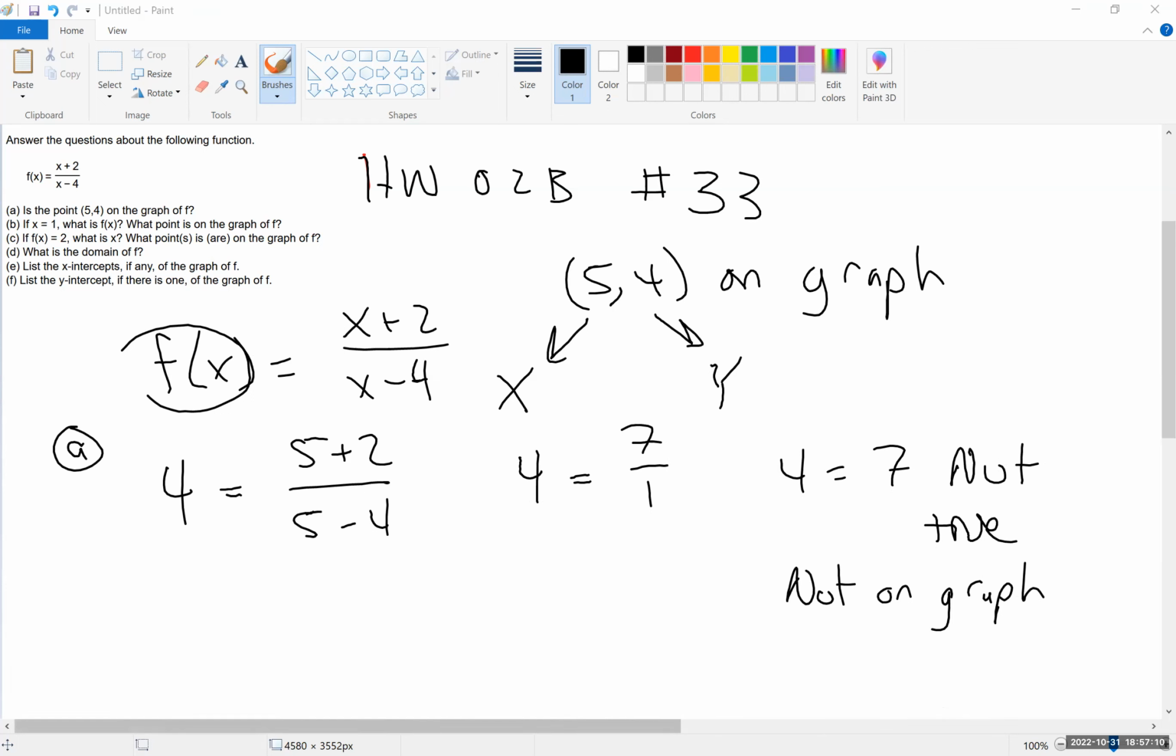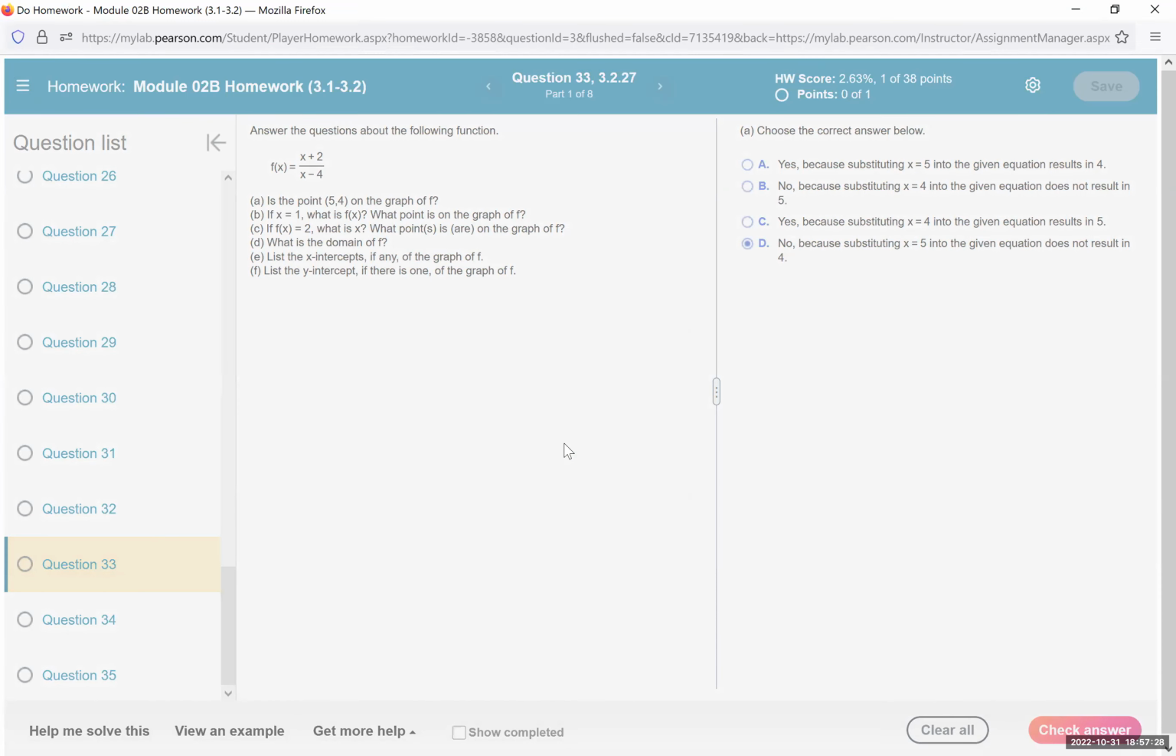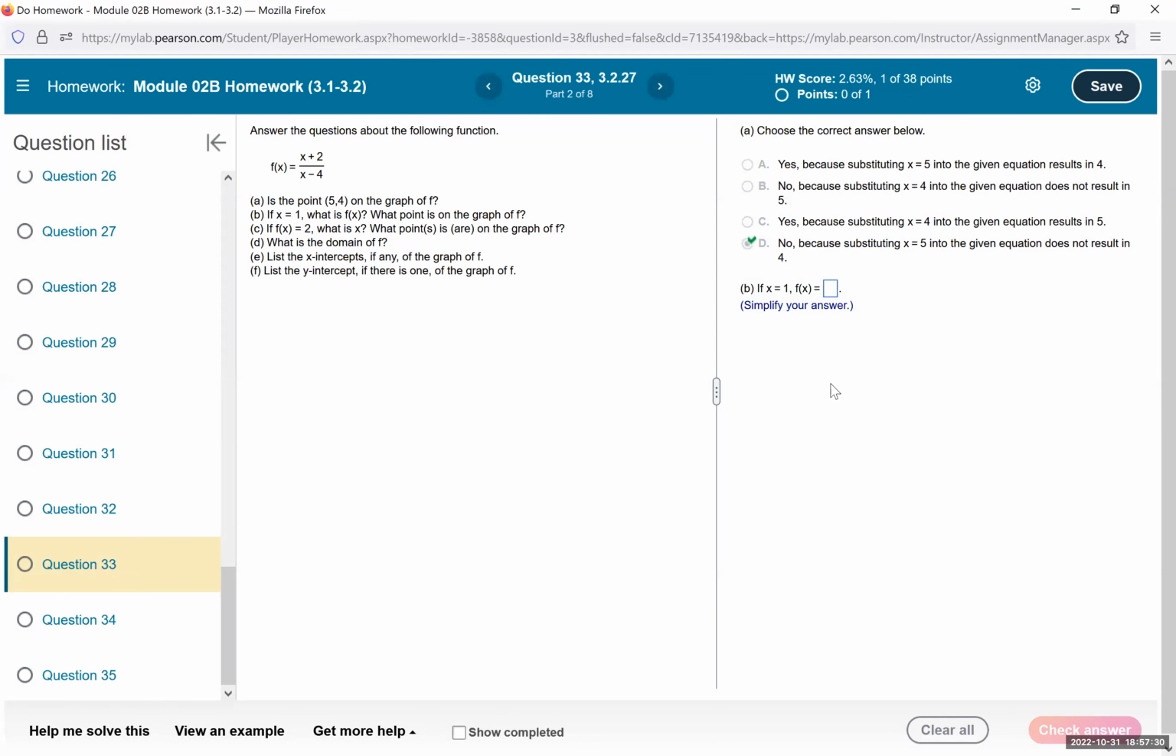Okay, so we're going to jump over to my math lab and we're going to put no, because substituting x equals 5. All right, and these are a little bit annoying. It's no, because we substituted x equals 5 and did not result in 4. Got it. Part B, if x equals 1. So we're going to do if x equals 1.